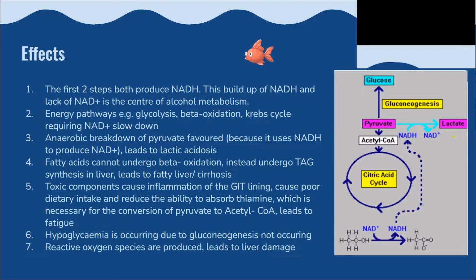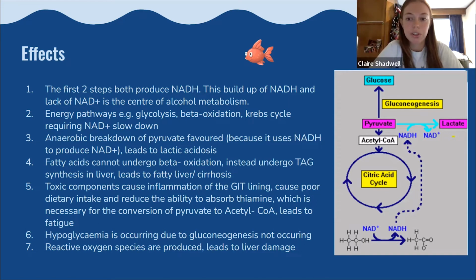And then toxic components cause inflammation of the gastrointestinal lining, causing poor dietary intake and reducing the ability to absorb thiamine, which is necessary for the conversion of pyruvate to acetyl-CoA. And then hypoglycemia is occurring due to gluconeogenesis not occurring. Gluconeogenesis, I think you'll learn about next week, is just building glucose to then undergo glycolysis. And then reactive oxygen species are produced, which leads to liver damage.